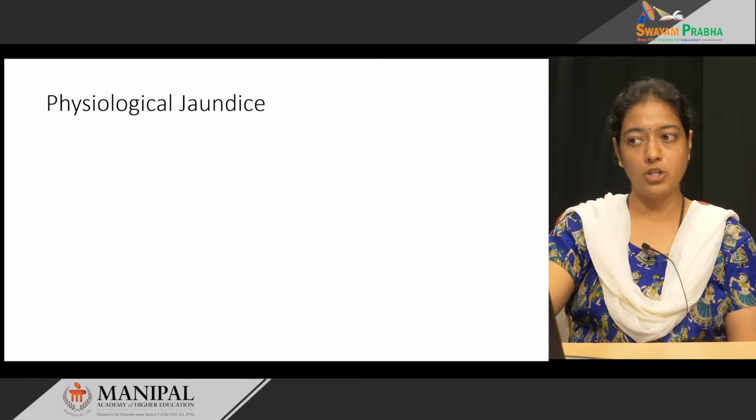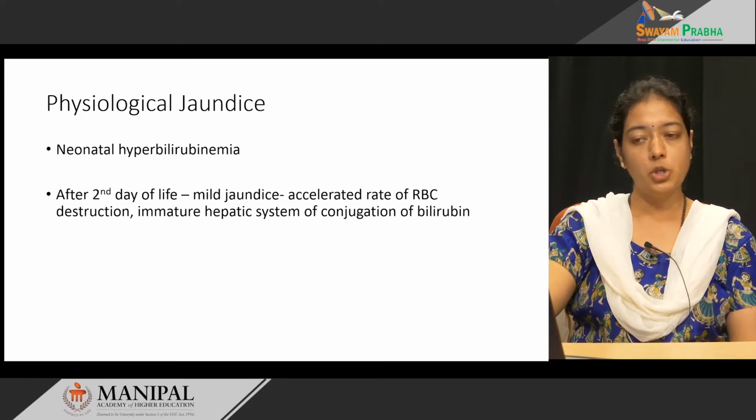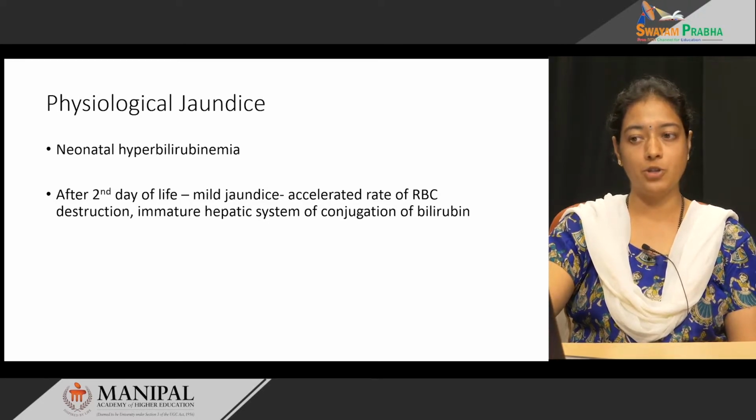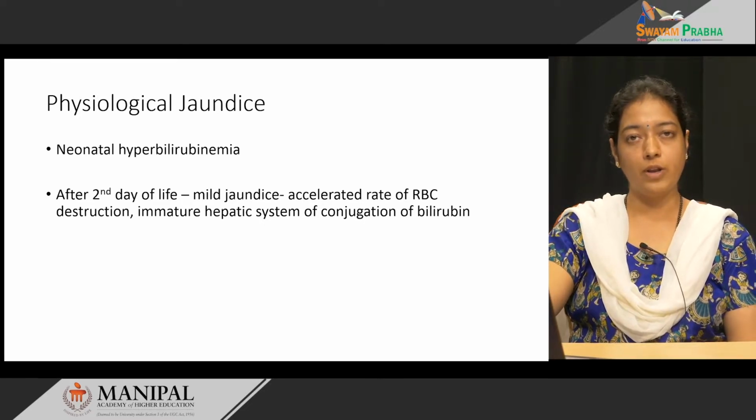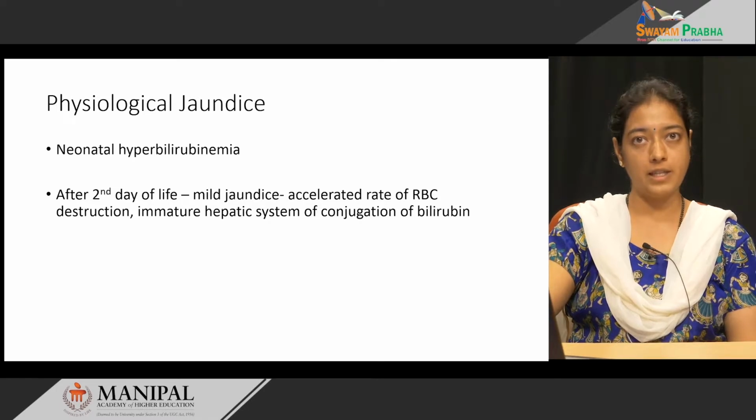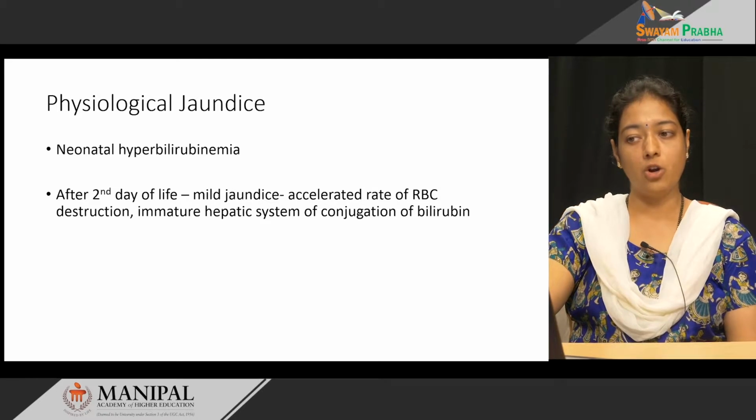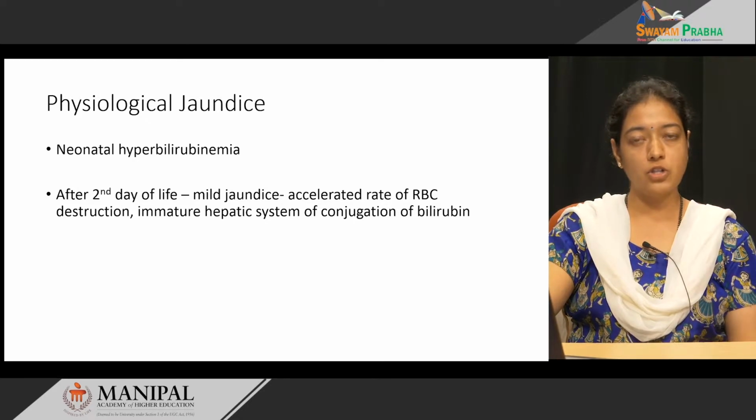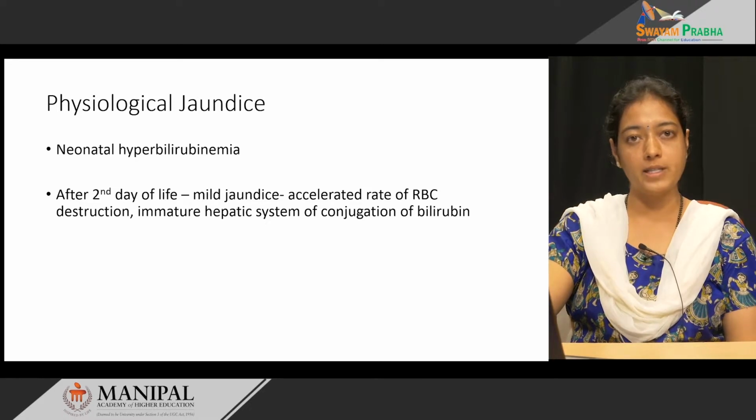Coming to physiological jaundice, this is seen in neonates, so it is called neonatal hyperbilirubinemia. Usually after the second day of life, there is presence of mild jaundice. The baby's liver is immature, so whenever there is an accelerated rate of RBC destruction, the immature hepatic system cannot effectively conjugate the bilirubin. So, in physiological jaundice, there is mild jaundice because of the accelerated rate of RBC destruction.